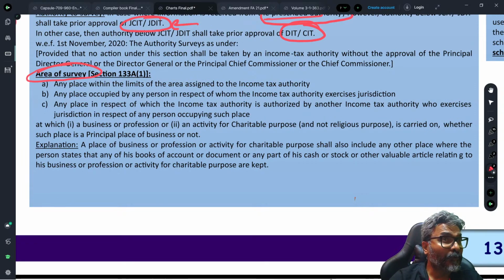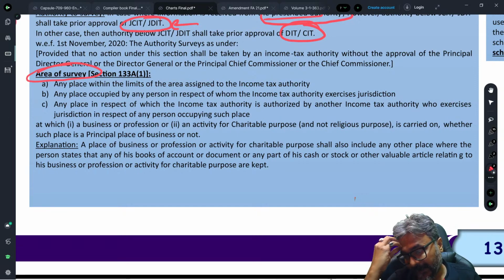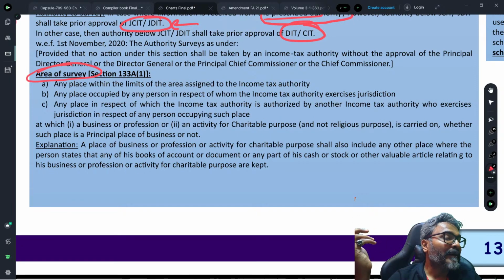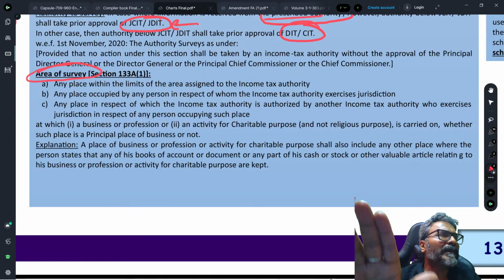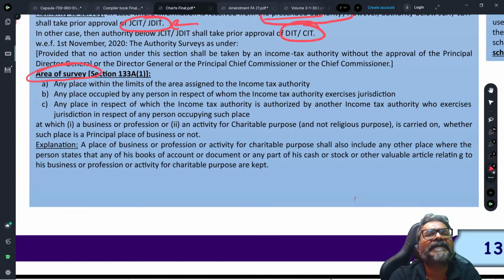But there are a few cases where the jurisdiction is allocated on the basis of person. I will give you an example. The example is Filmy Circle. All the film stars file their return of income. In Mumbai, they file the return of income only in one single ward. That ward is known as Filmy Circle.